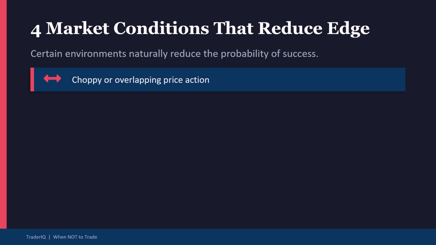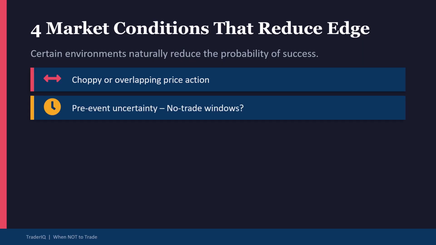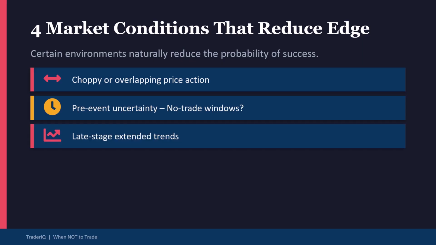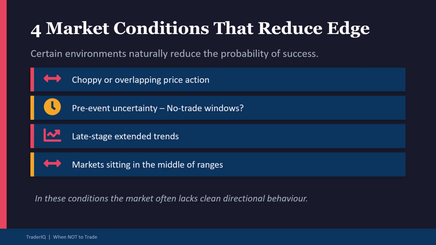So let's look at 4 market conditions that reduce edge and the probability of success. The choppy or overlapping price action, pre-event uncertainty, for example, if we've got a big data point coming out, late stage extended trends, where the trend that you've jumped on is already very well established. We've all seen occasions when we've done that, only to see that the next few candles we see a reversal. And markets sitting in the middle of ranges.